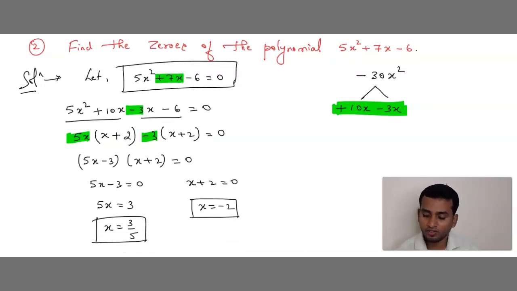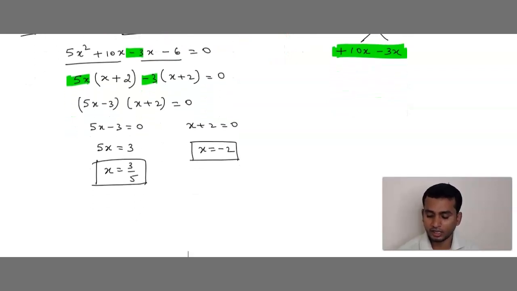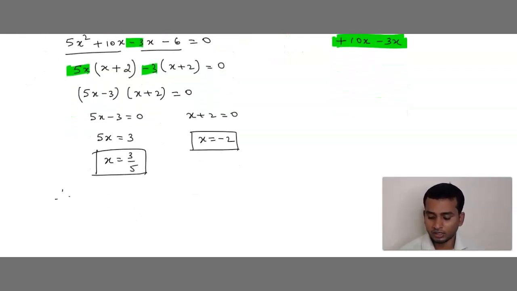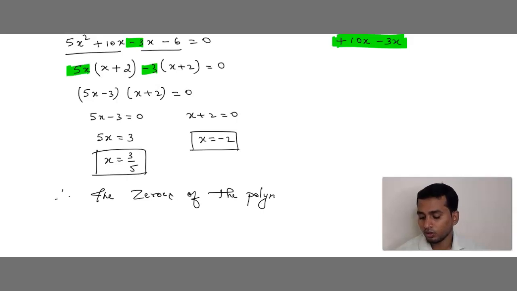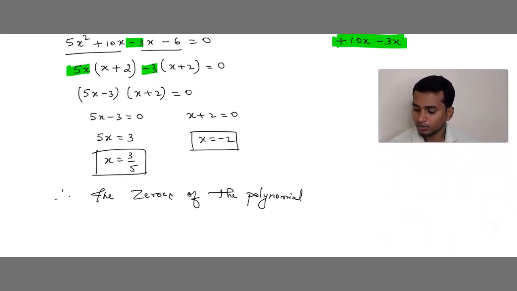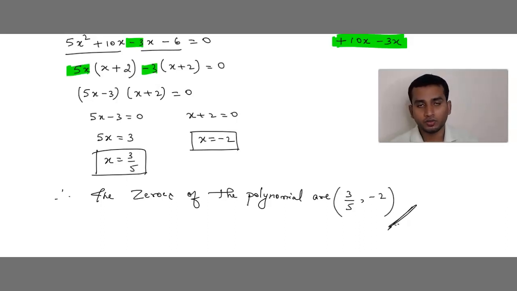Now what is the question? Find the zeros of the polynomial, right? So now we can conclude that therefore the zeros of the polynomial are plus 3 by 5 comma minus 2. So these are the two zeros of this polynomial.